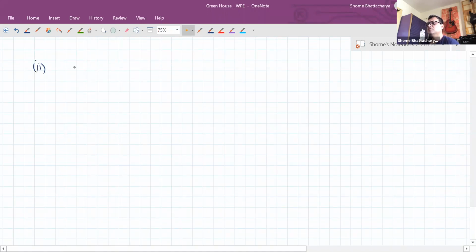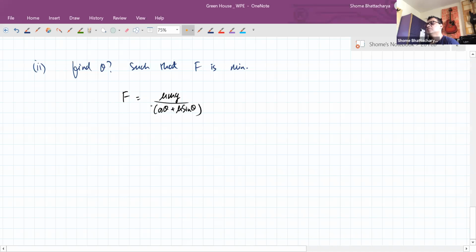Okay, now let's come to the second part. We have to find first of all theta such that F is minimum. So you see the relation between F and theta. F is mu mg upon cos theta plus mu sin theta. So from this you can understand that F is minimum when the denominator, let's think of this like a function of theta, is maximum.